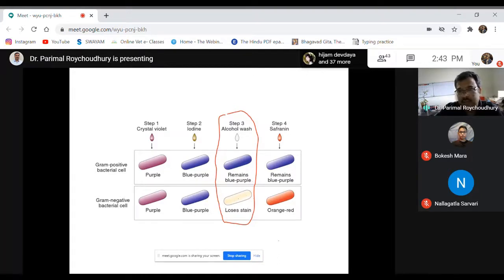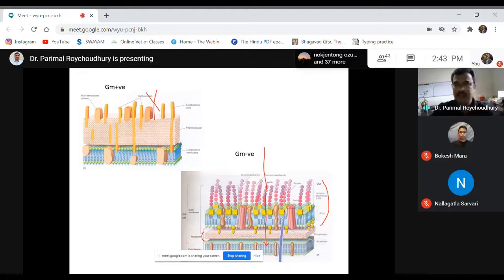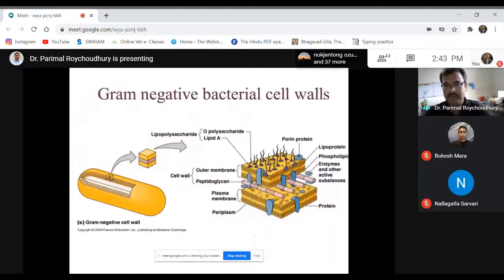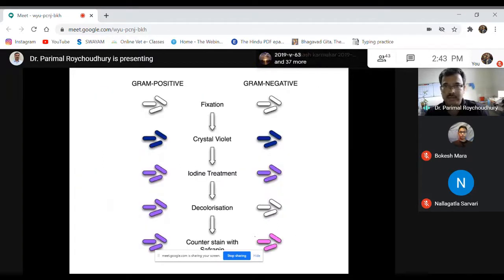Once they lose the color, when in the next stage you apply the safranin, they will immediately pick up the safranin color. It's a very simple staining technique, but so useful that we can identify and see the gram-positive and gram-negative bacteria in the microscopic field. So this is another picture showing these cell components.